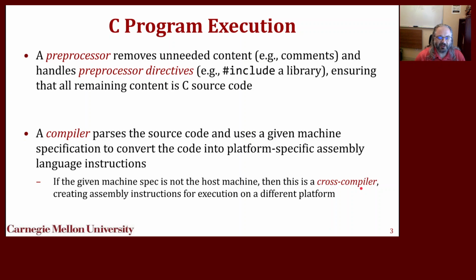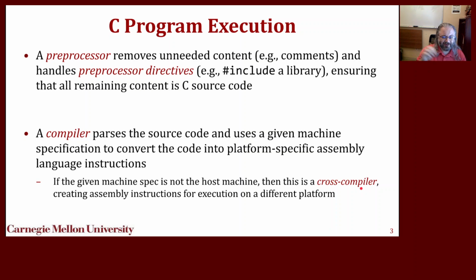So now that we've essentially gotten rid of unnecessary content, namely comments, and we've fetched all of the library code, all of the external code that we need, the compiler will then take that preprocessed source code and it will parse all of the source code, and it will use a particular machine specification to convert the C language source code, which is machine independent, into assembly code, which is machine dependent.